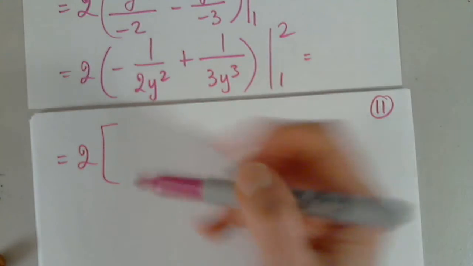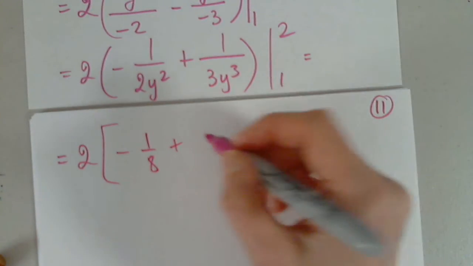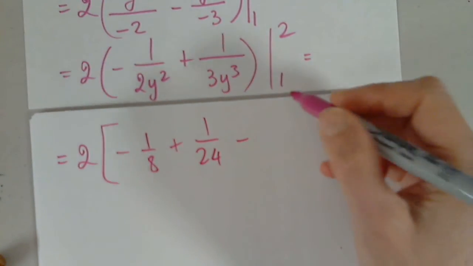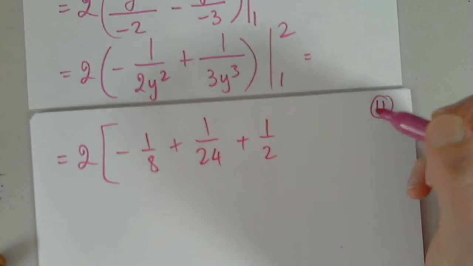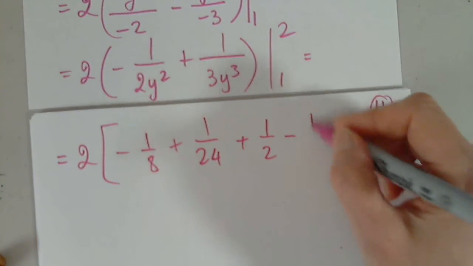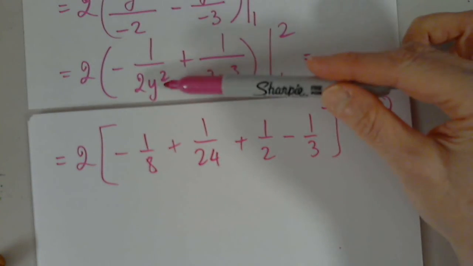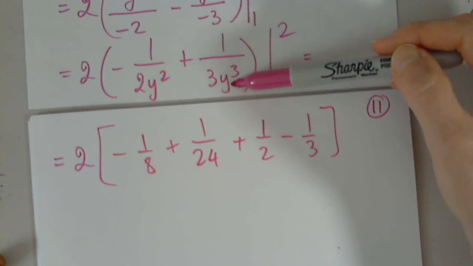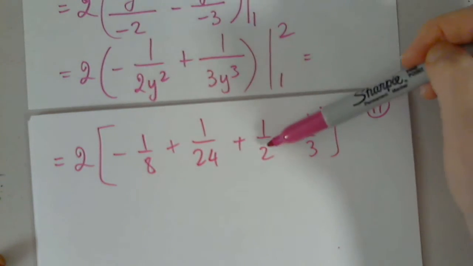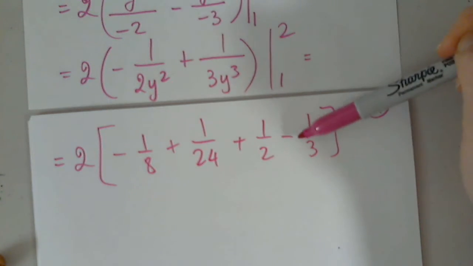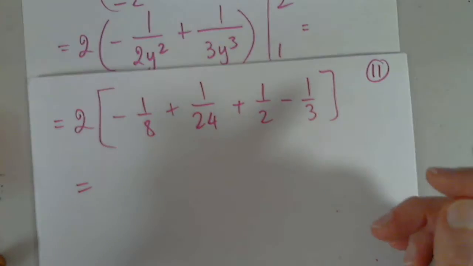Okay, 2 squared, 4. Negative 1 over 8 plus 1 over 24 minus. When I plug in 1, there is a minus already, so positive 1/2. But now minus, when I plug in 1, 1/3. I'm checking my numbers. That's correct. I should have a minus, but it changes into plus. I should have a plus, but it changes into minus. That's correct. Okay.